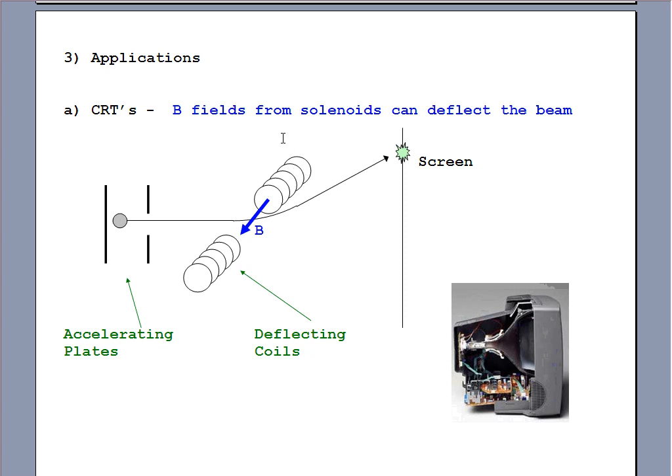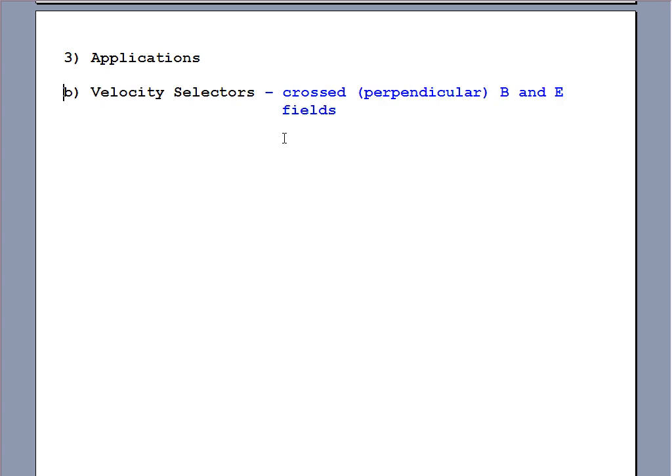So there's no math to that. Just a neat little application of F equals QVB, where they actually did use magnetic fields inside those old school televisions in order to steer the beam around. Next thing: something called velocity selectors.